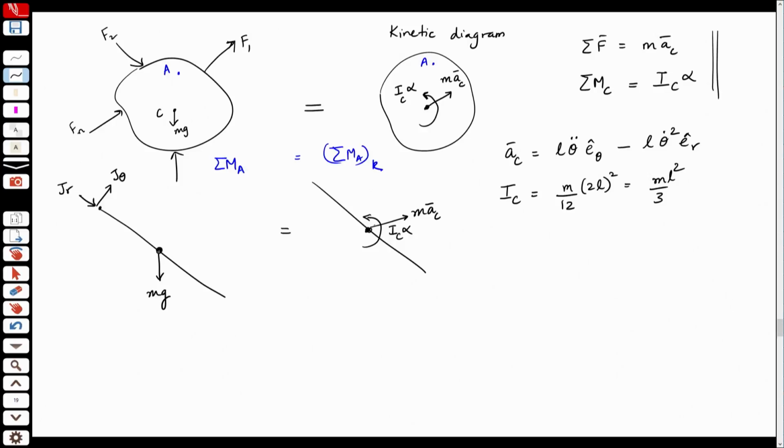Okay. So, in this case for instance, O is a convenient point to take moments about, because then you can eliminate the two unknowns in the equation. Okay. And so, the kinetic diagram for this is this, right. So, I have it subjected to mg and the joint forces J_r and J_theta, and the kinetic diagram is just this rod subjected to I_C alpha and m a_C.